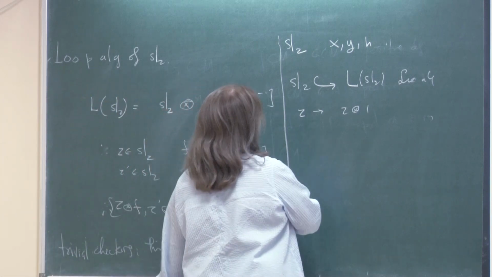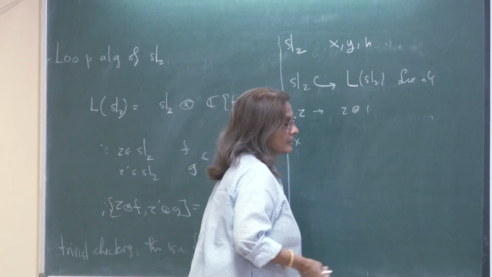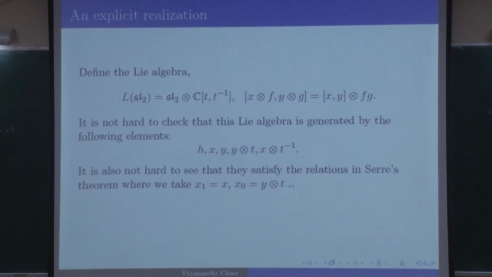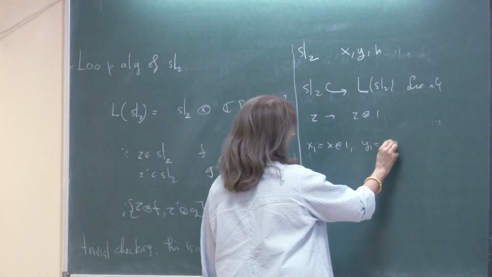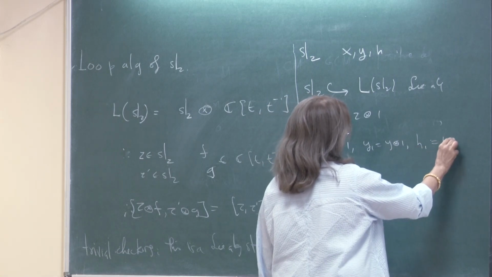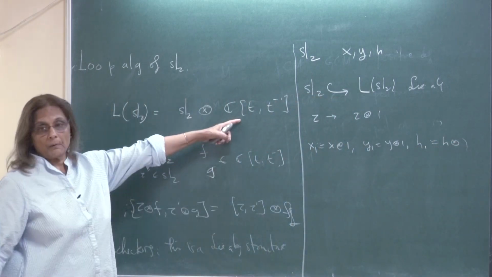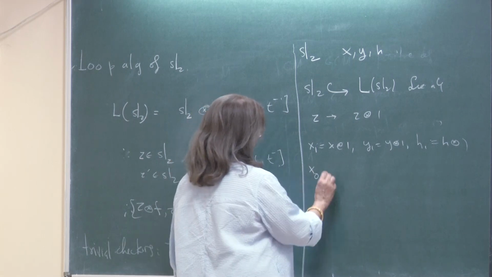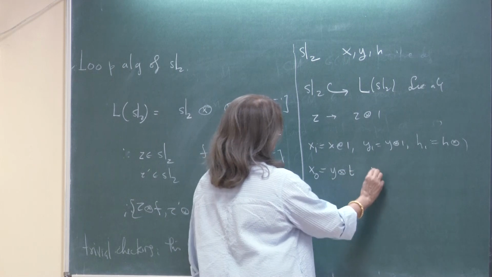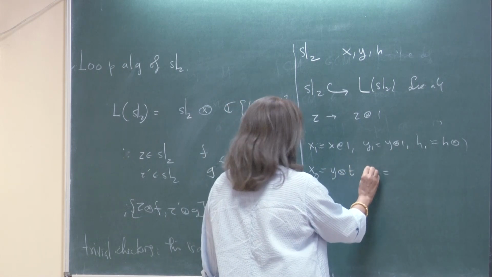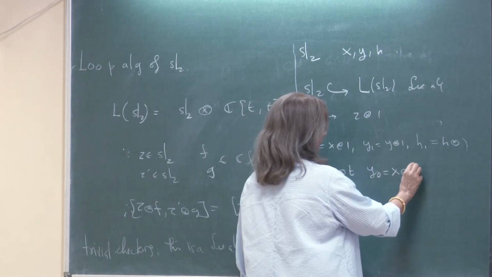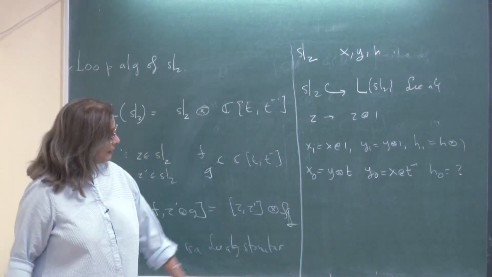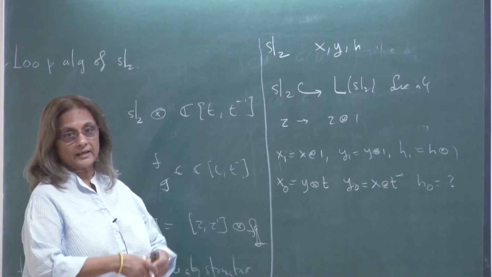Okay. Now, since I said that the generators x1, y1, and h1 live inside SL2, I just take x1 to be x tensor 1, y1 to be y tensor 1, and h1 to be h tensor 1. Okay. But now I want to produce all these polynomials as well, right? So I need generators which will do that. And it turns out, supposing I take x0 equal to y tensor t, x1 equal to y1, y0 equal to x tensor t inverse. So I don't know what to do with H0, so I'm going to put a question mark. But if I take these 5 elements and I take commutators, then I get the entire Lie algebra.